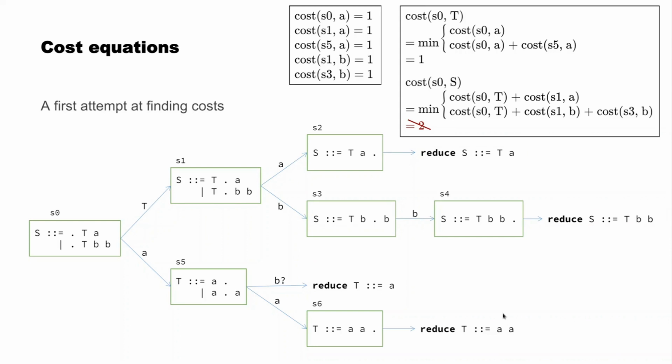But this is wrong. Because of our conflict resolution, the minimum for T is reached when the lookahead token is B. But in the shortest production for S, T is followed by A.